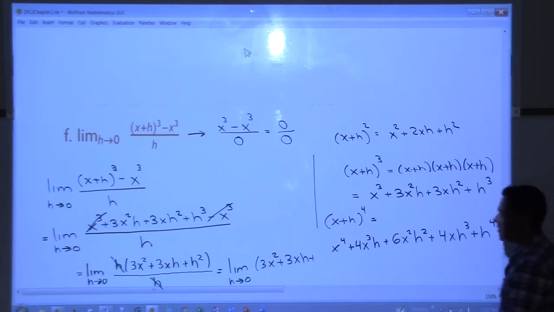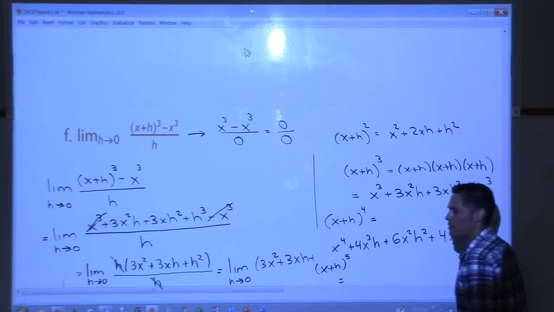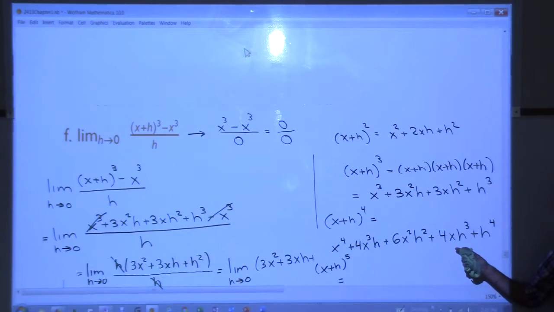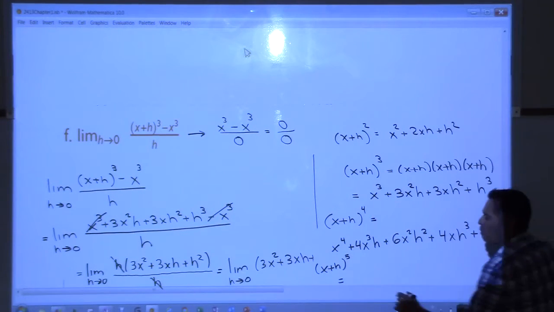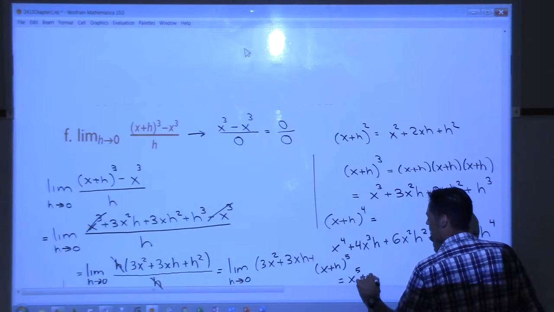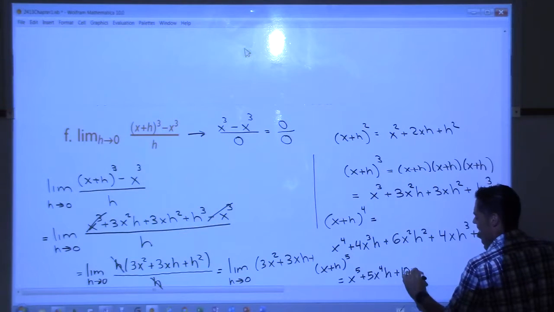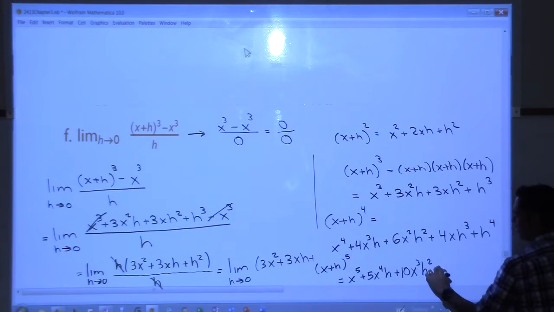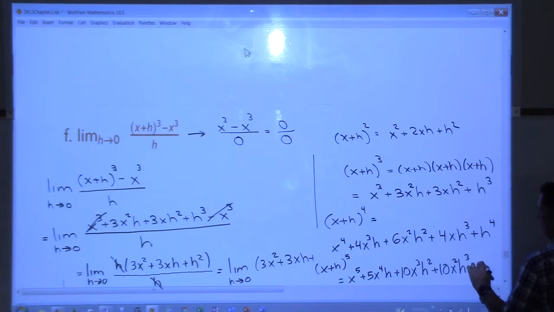Let's do one more. So what would x plus h to the 5th be? I'm going to use this in a few classes. I'm actually going to refer back to this. So that would be this one times x plus h again, right? Which would be x to the 5th plus 5x to the 4th h plus 10x to the 3rd h squared, plus another 10x squared h cubed plus 5xh to the fourth plus h to the fifth. So that's what that one is.